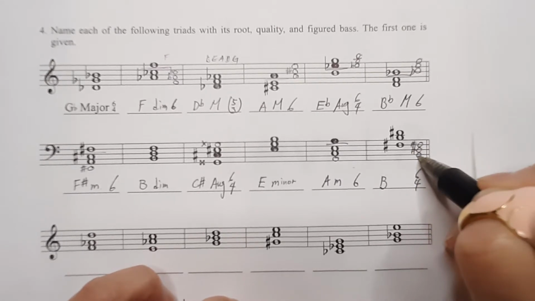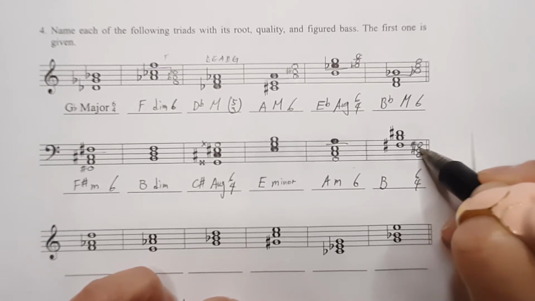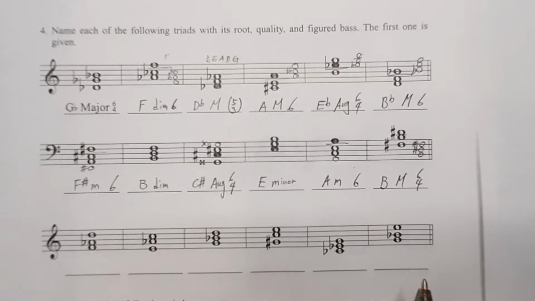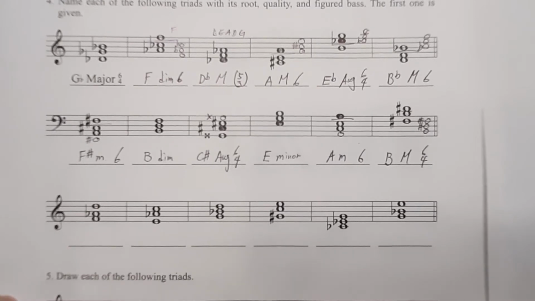In the key of B major, you have F sharp, C, G, D, right? And A. So this is B major 6/4. Got it? Okay, easy. Let's do the third line now.